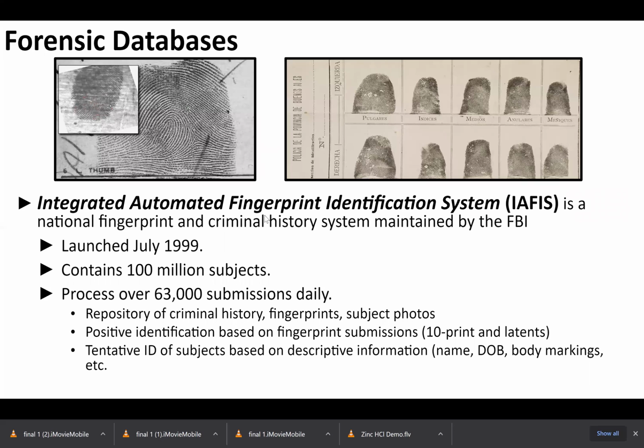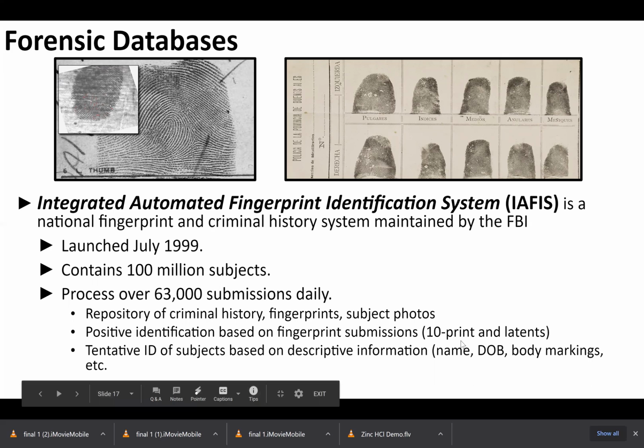So the AFIS or IAFIS database, the Integrated Automated Fingerprint Identification System, is a national fingerprint and criminal history system maintained by the FBI. It was launched in July of 1999 and contains 100 million subjects. It processes over 63,000 submissions daily. It's a repository of criminal history, fingerprints, and subject photos. Positive identification is based on fingerprint submission. Oh, here it is. A 10 print and latents.